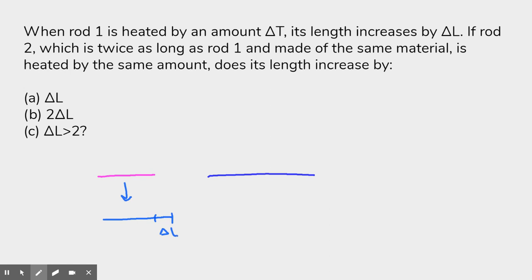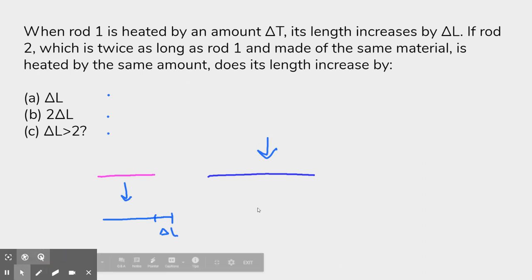Well, if this second rod, the rod here, is twice as long, but it's made out of the same material and it's heated by the same amount, we want to know if its length is going to increase by delta L, 2 delta L, or delta L will be greater than 2. Okay, so let's think about this.